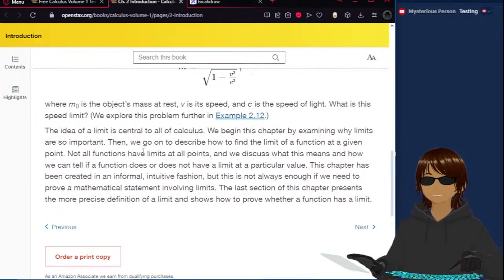Okay. I'm going to skim read since I've already studied limits. I'm just going to skim read the topic. The idea of a limit is central to all of calculus. We begin this chapter by examining why limits are so important. Then we go on to describe how to find the limit of a function at a given point. Not all functions have a limit at all points. So let's just go next.